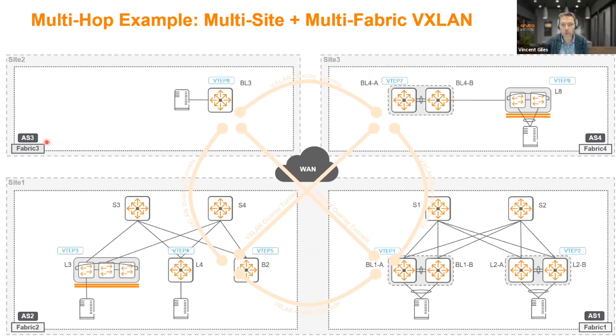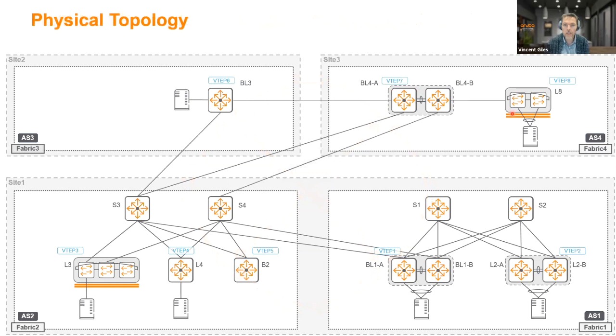Then you have Fabric 3, which is just a standalone. It's VTEP 6. And you have Site 3, which consists of Fabric 4. And you have a VTEP 7, which is a VSX of 8360. And here you have a VSF. So you will get some servers connected.